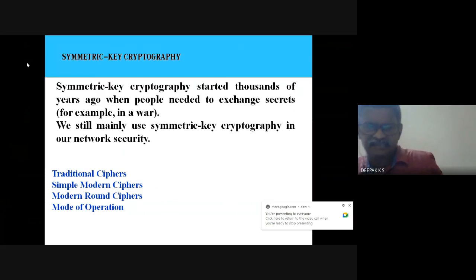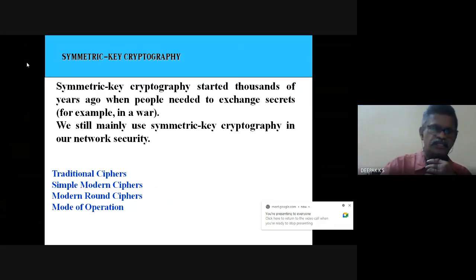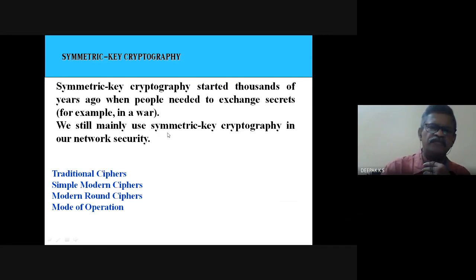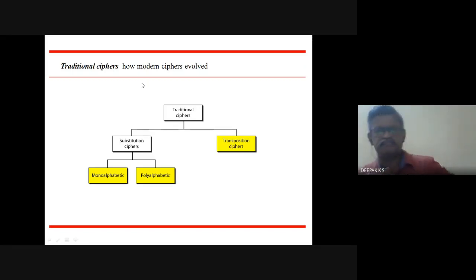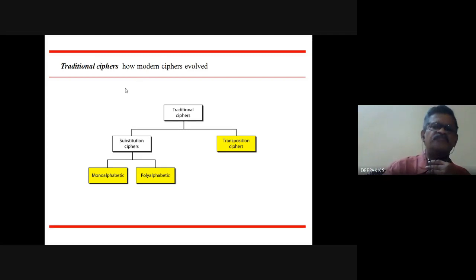We'll just see some introductory portions only of this cryptography. Symmetric key cryptography started very long back. For example, during a war, they needed to exchange secrets, so they had their own methods. But we still make use of these techniques in cryptography, and ciphers are the algorithms. Nowadays we have modern ciphers, but how did they develop?